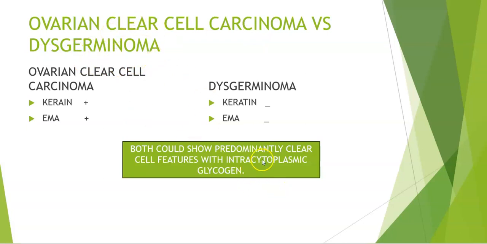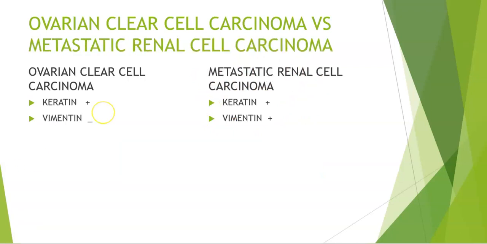Now, another differential diagnosis, ovarian clear cell carcinoma versus dysgerminoma. In both, we could find clear cell features with intracytoplasmic glycogen. So there is confusion. We will perform keratin and EMA. Keratin and EMA both will be positive in ovarian clear cell carcinoma, while dysgerminoma will not show positivity. Ovarian clear cell carcinoma, in addition to being differentiated from dysgerminoma, can also be confused with metastatic renal cell carcinoma. Metastatic renal cell carcinoma will be positive for both keratin and vimentin, while ovarian clear cell carcinoma will be positive for keratin only.